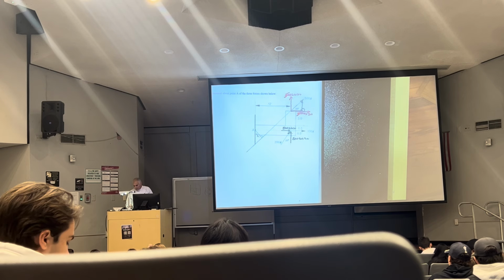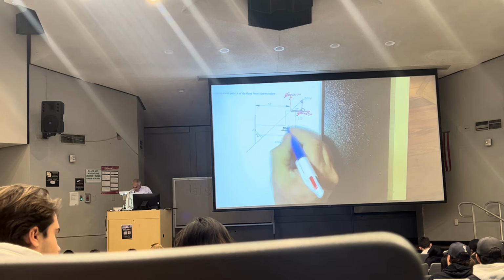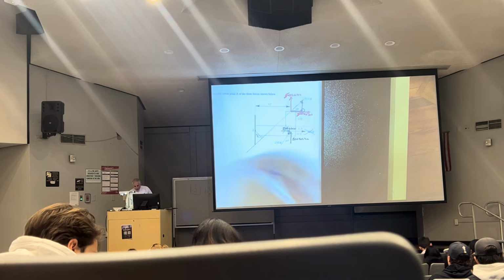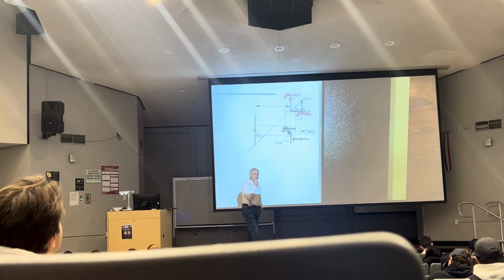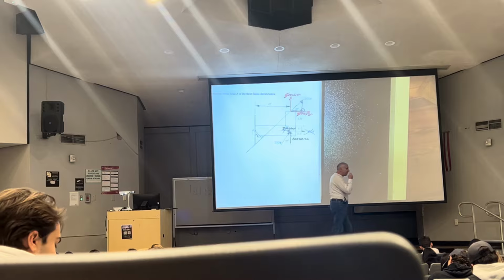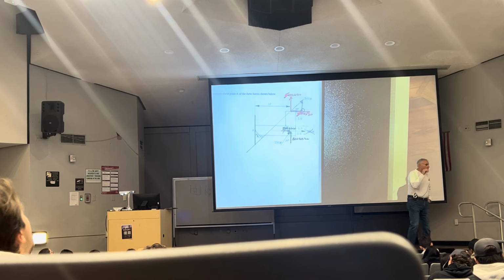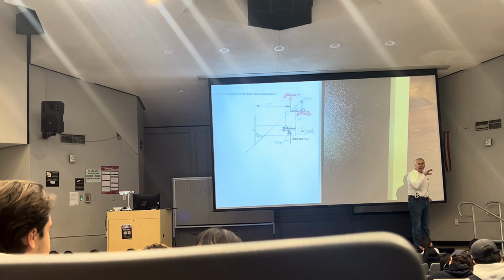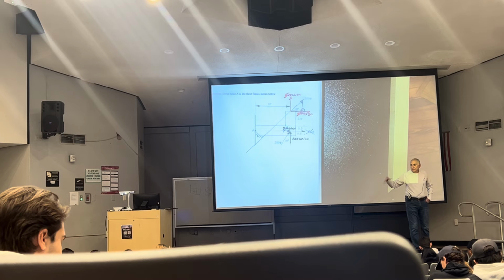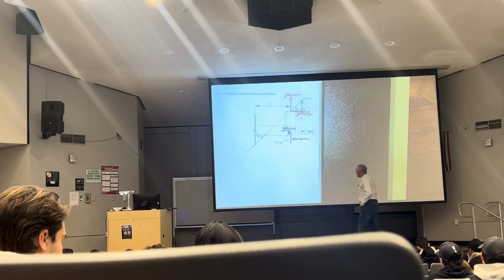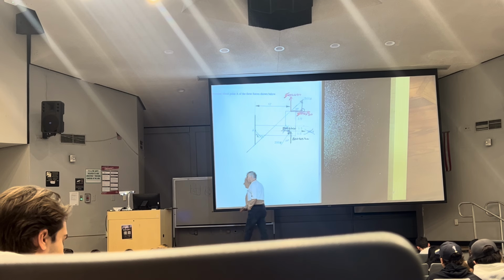Please note, that guy and that guy are creating no moment about A. Why? There's that Y again. Oh, that's right, the line of action goes through your moment center. There is no D. Great. So I really have only 3 terms.